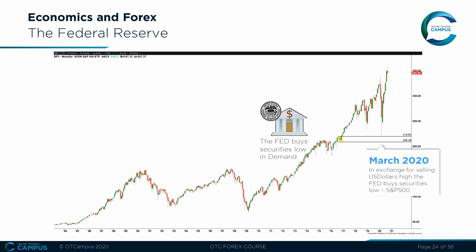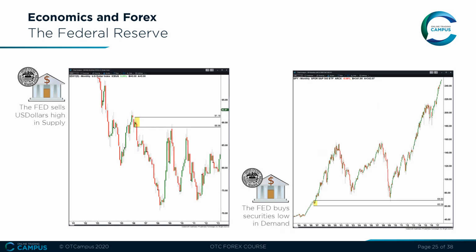So now it would be convenient to buy back the dollar and sell the expensive securities. The Fed has done the same thing in 2009, where they printed US dollars through the first QE. At that point, the US dollar was high in monthly supply. In exchange, they bought securities after the crash of 2009, buying equities very, very low. This is what you can see once again right here.